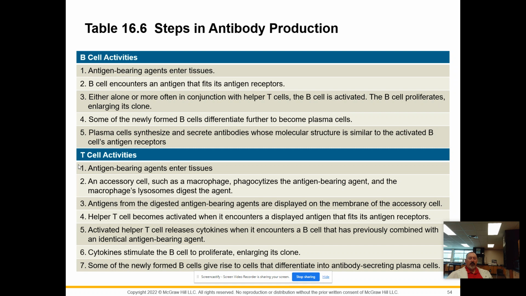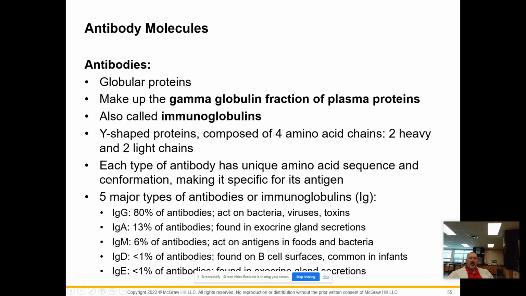Then the activated T cells are going to release the cytokines that are going to cause the B cells to become tooled to be exact at releasing the right antibodies, with those plasma cells releasing them into the system, as you can see on step 4 up here as well. Now some of the newly formed B cells are going to differentiate into the antibody-secreting plasma cells. All of these are going to be contributing to that immune response.